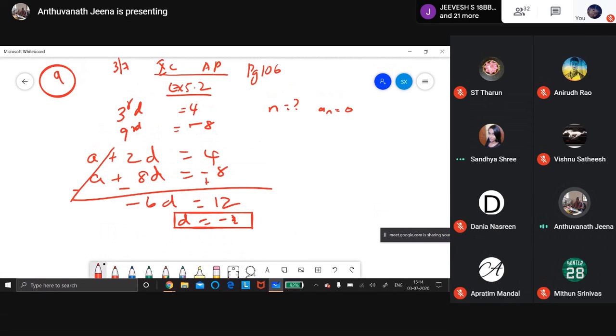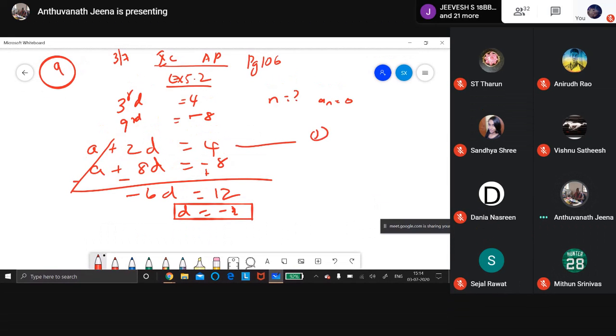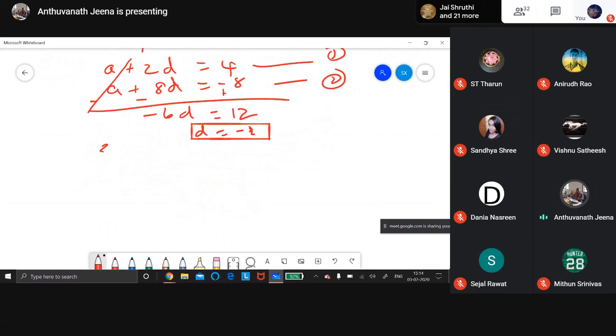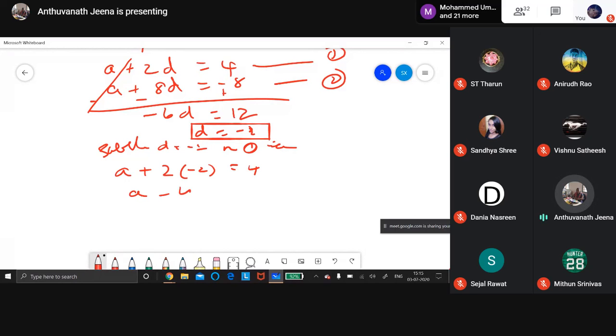After that, substitute in one of the equations. Keep this as the first equation, keep this as the second equation. Substitute D is equal to minus 2 in the first equation. You should write like this. So A plus 2 into minus 2 is equal to 4. So A minus 4 is 4. What is A? You should calculate. A is equal to how much? 8. That's all.